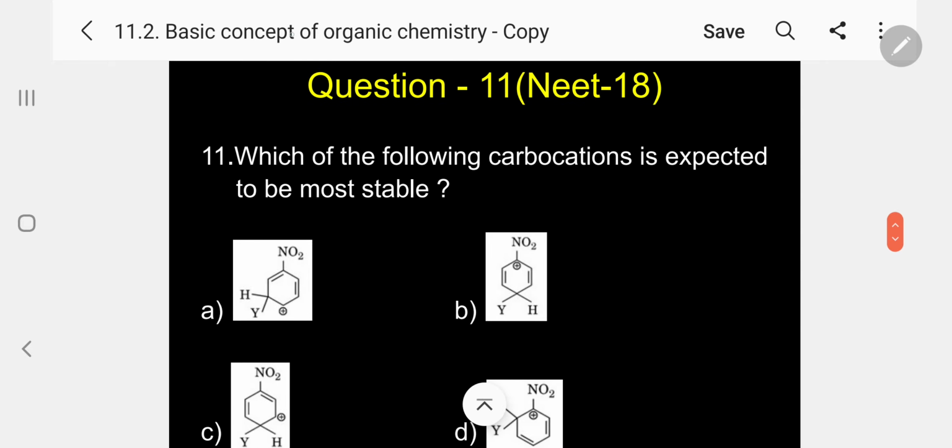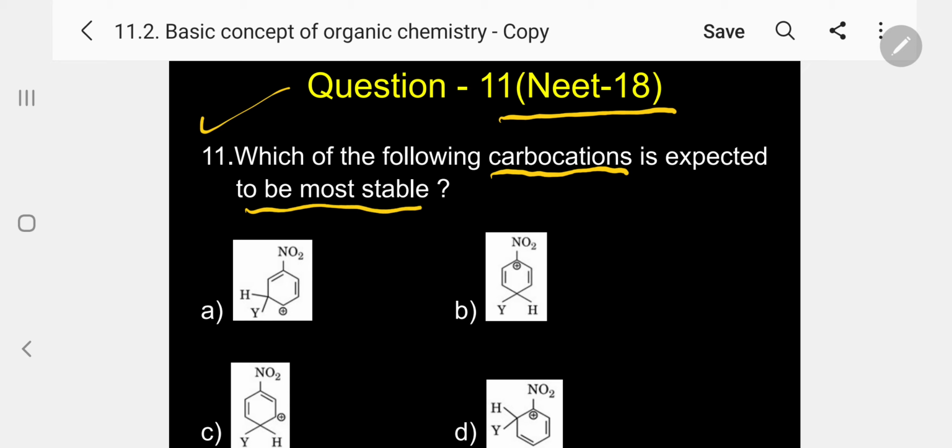Question number 11. This question was asked in NEET 2018. Which of the following carbocations is expected to be most stable? Stability. Which is more stable? There are four different cations given: A, B, C, and D. They have given them already. Kindly follow. So in what way can carbocation stability be explained? Carbocation means nothing but carbonium ion.